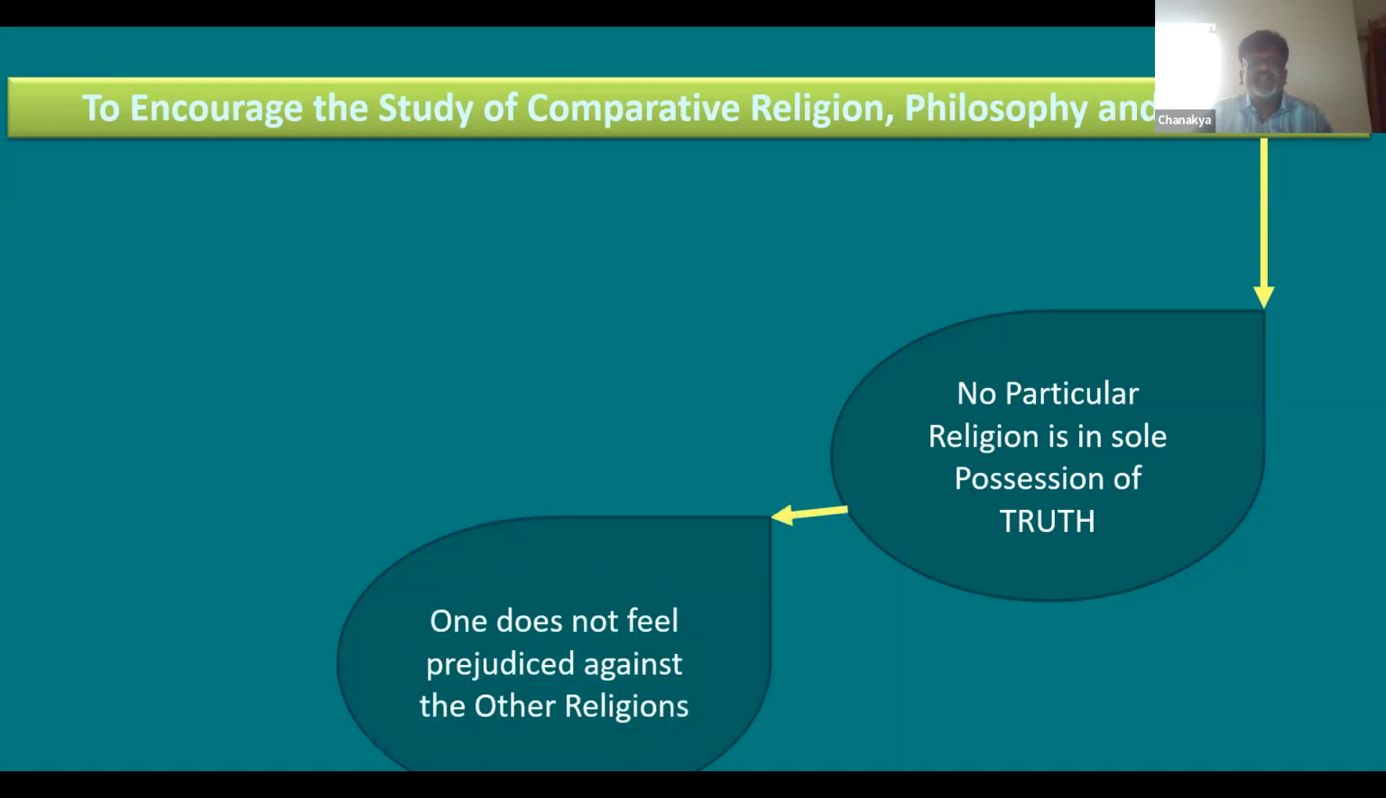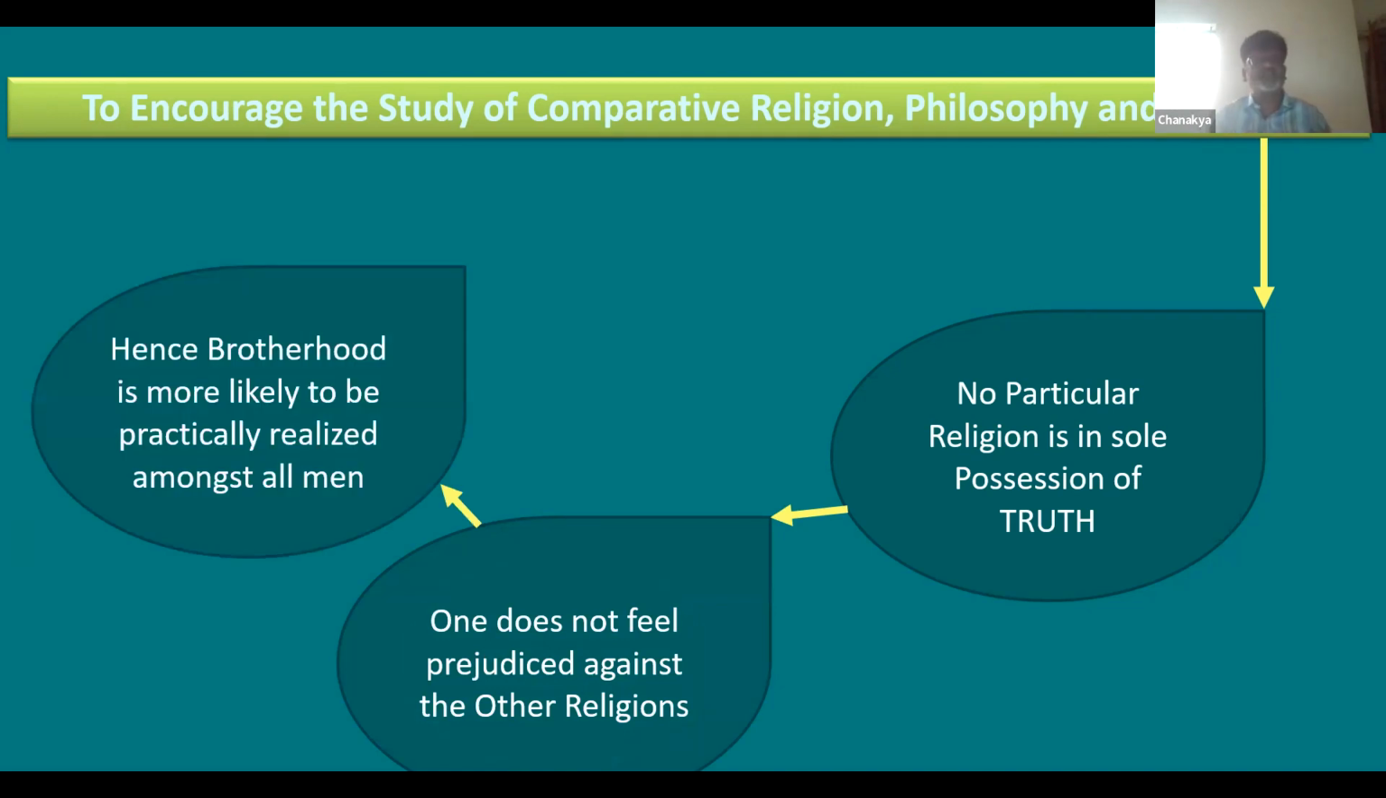Now, number two is, one does not feel prejudiced against other religions. So this is how we should study, with no prejudice. The third important thing is that this leads to brotherhood, which can be practically realized. I belong to X religion, and I am studying your religion, Y religion, and I don't have anything, whether good or bad, to say about it. I am studying purely based on comparative study. It is not to say that I like your religion or I don't like your religion, that I am prejudiced or not prejudiced. When you have that, then definitely there would be brotherhood and everybody would understand the other religions properly.